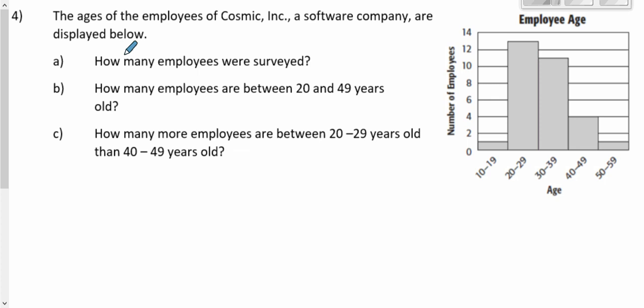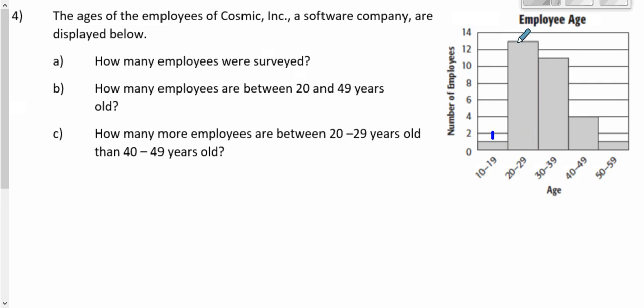All right, number 4. The ages of the employees of Cosmic Inc., a software company, are displayed below. A, how many employees were surveyed? Okay, so this right here is a histogram that we have. We have our intervals at the bottom showing their ages and the number of employees, the frequency, how many people are that age. So it looks like between 10 and 19, we have one person.